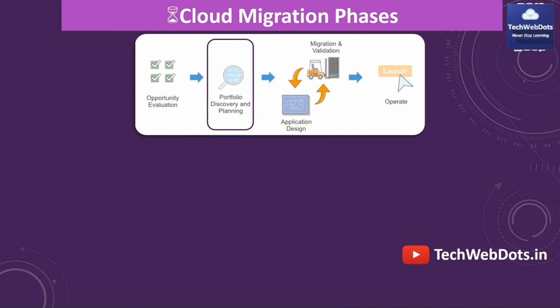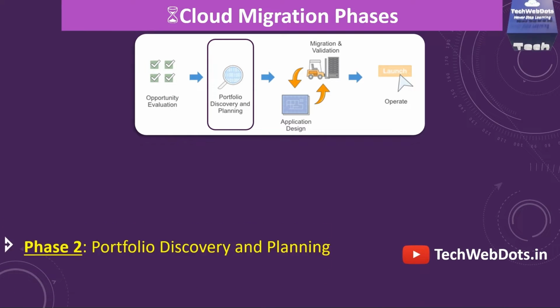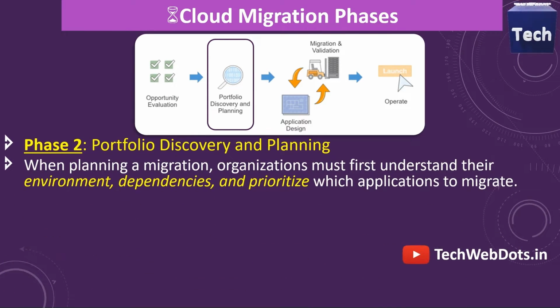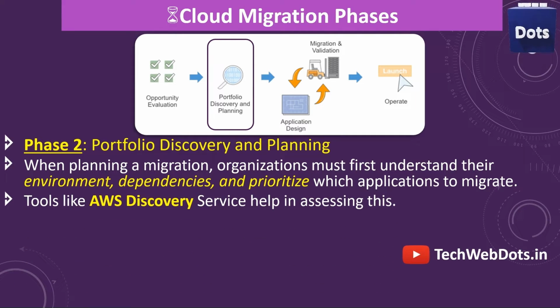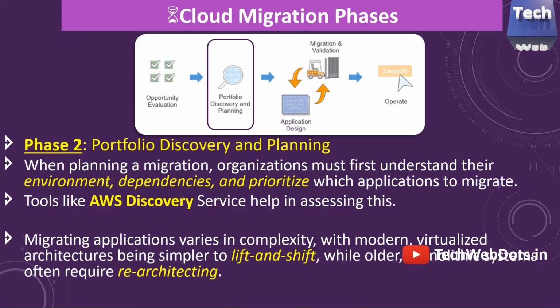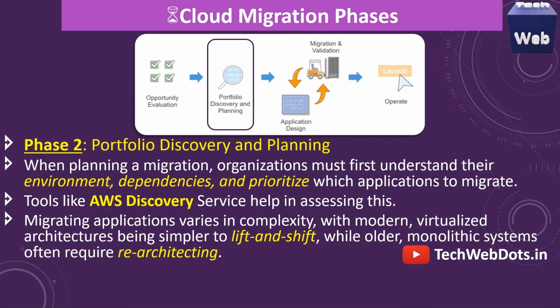Okay, let's move to the next phase, which is portfolio discovery and planning. So when we talk about planning a migration, the organization must first understand their environment, dependencies, and prioritize which applications to migrate. Obviously, that is a very important point. So there are tools in every cloud, either we talk about AWS or Azure or GCP, they have their dedicated tools for discovery, so that will help you in assessing these criteria.